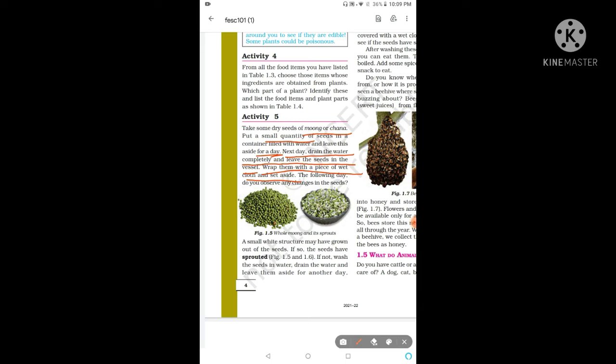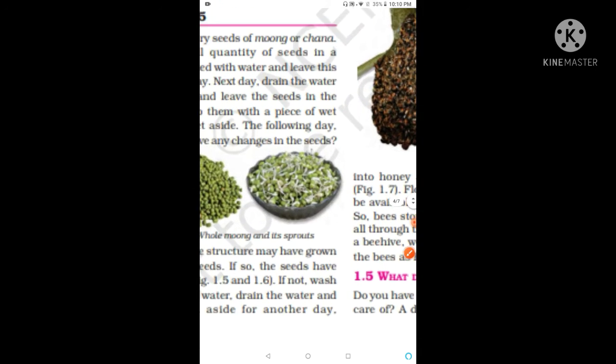So I hope you all see, when you put it with water, right? What you have done, you have taken the seeds of chana or more, and then you have put it in the container filled with water. So when you will open it next day or after 2 days, it will look like this. I hope you all can see this.